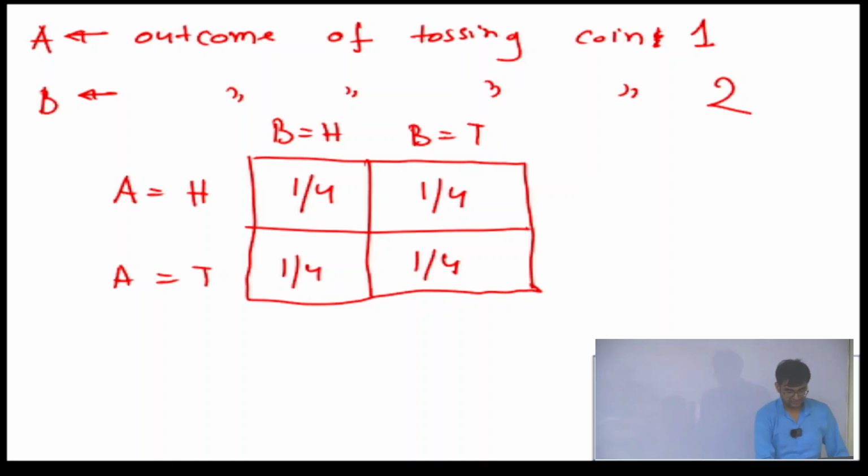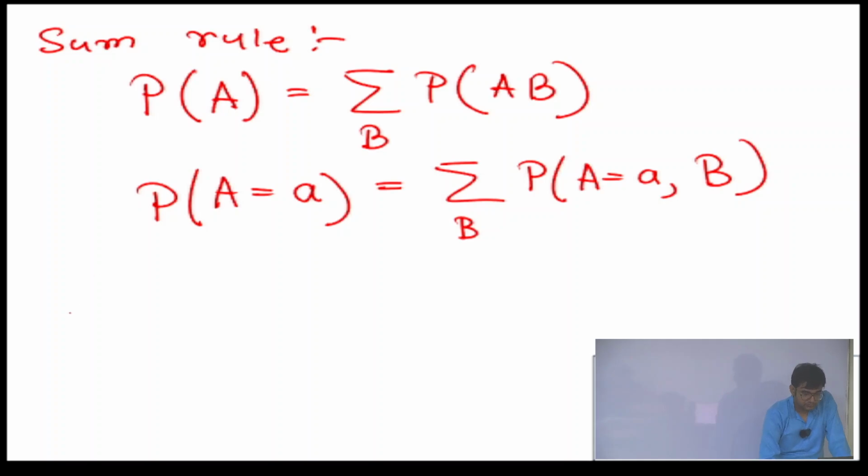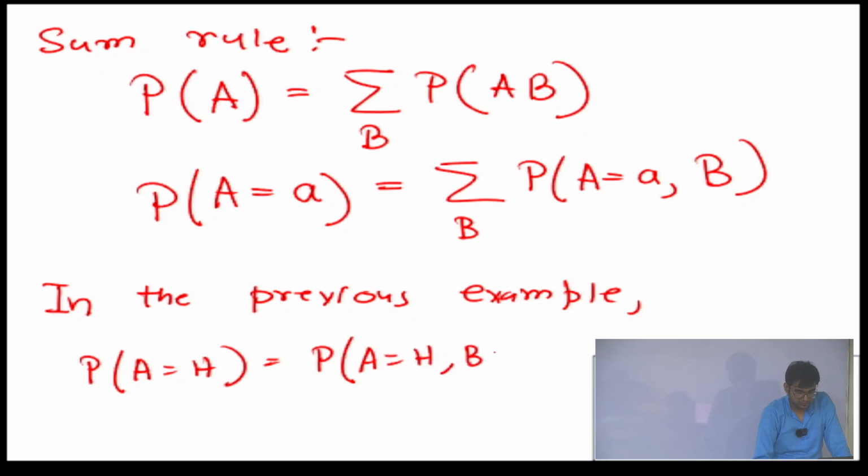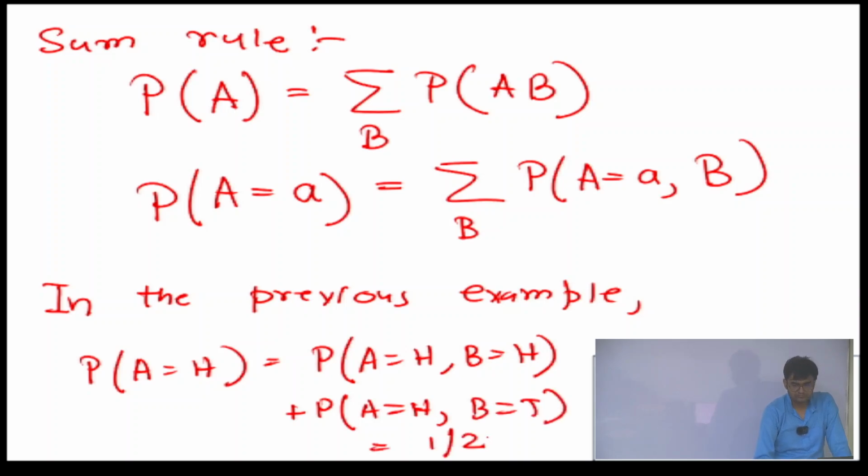So, for example, if I take this example itself, in the previous example, probability A equal to head will be equal to probability A equal to head comma B equal to head plus probability A equal to head comma B equal to tail, which ultimately will give you half, and we know it is supposed to be half. So, what is expected is what we are getting. Okay. So, this is the sum rule.